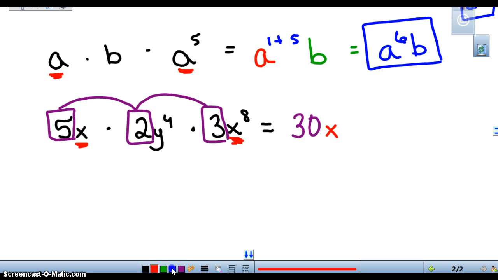Then we said our common base was x. What about the exponents to x? 1 plus 8, or 8 plus 1. Do we have any other variable? Y right here. What do we do with that? Just stays the same. It doesn't have anything else in common. 30, x to the 9, y to the 4th power.